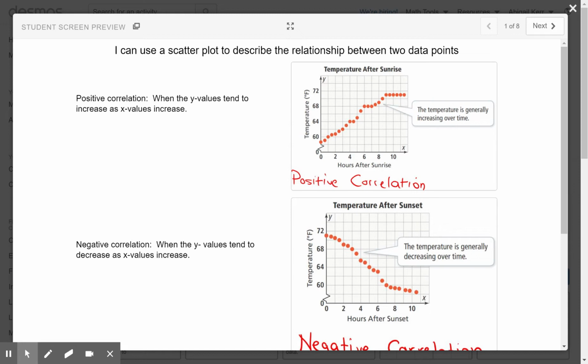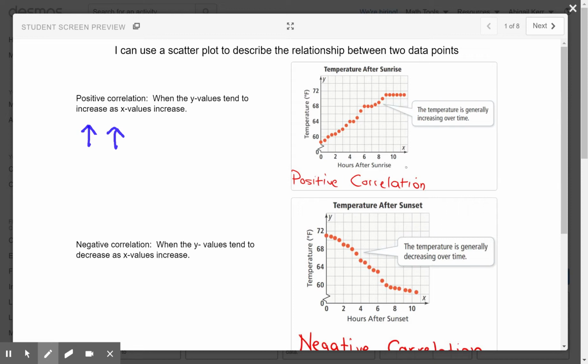And it goes through the three types of correlations. There's a positive correlation when the y values tend to increase as the x's increase. So positive is when you have both data sets increasing. Think about the hours after the sunrise.